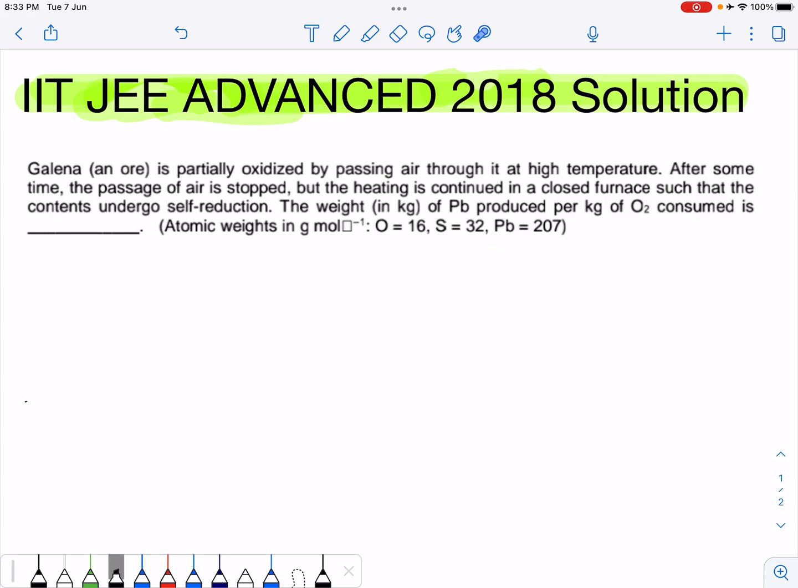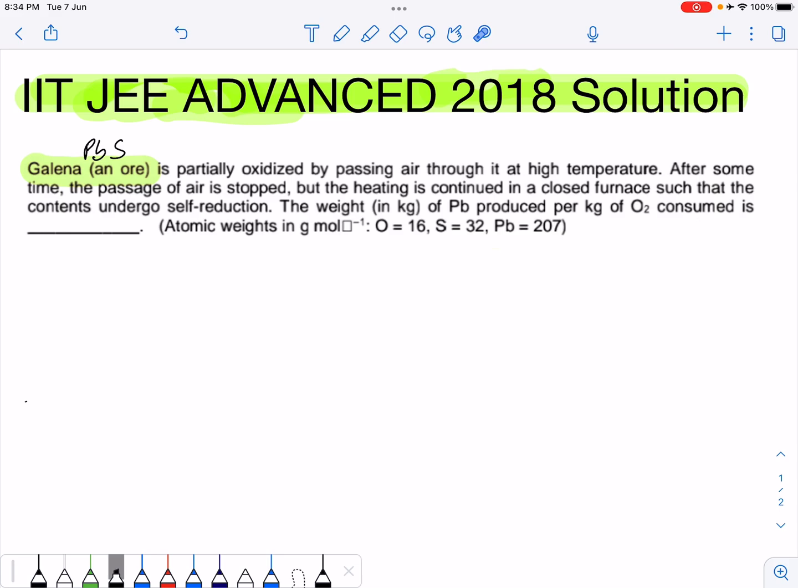The question says galena, which is an ore, undergoes partial oxidation by passing air through it at a high temperature. Galena, as you know, is a sulfide ore of lead. After some time the passage of air is stopped, but the heating is continued in a closed furnace such that the contents undergo self reduction. Self reduction is one of the many reduction techniques where a sulfide ore gets reduced to the native metal state.